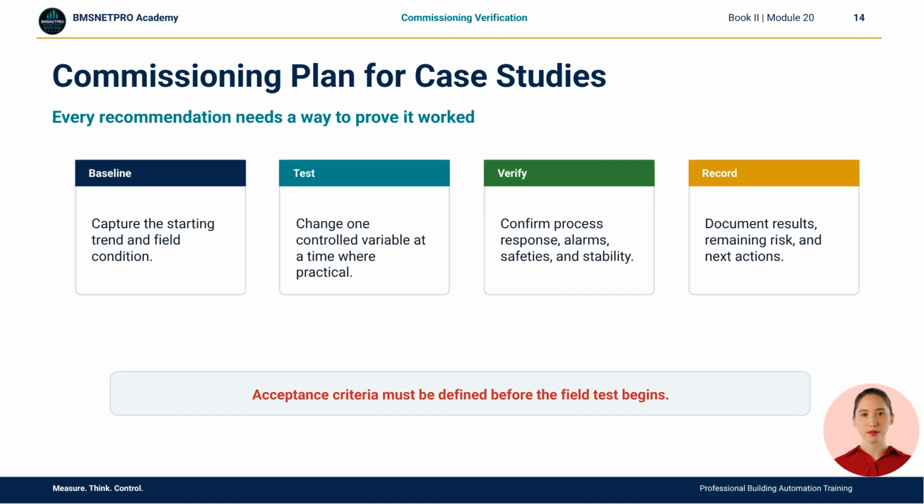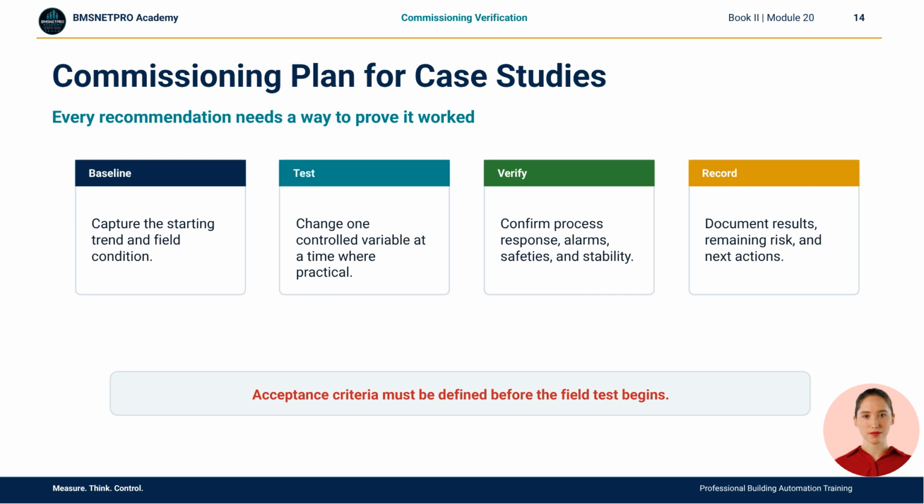The commissioning plan begins with a baseline. Capture the trend, the field condition, the current sequence behavior, and the complaint or alarm pattern. Then test carefully. Where practical, change one controlled variable at a time so the result can be interpreted. Next, verify the process response. Did temperature, humidity, airflow, pressure, energy, or alarm behavior improve? Did any safety or operating limit move in the wrong direction?